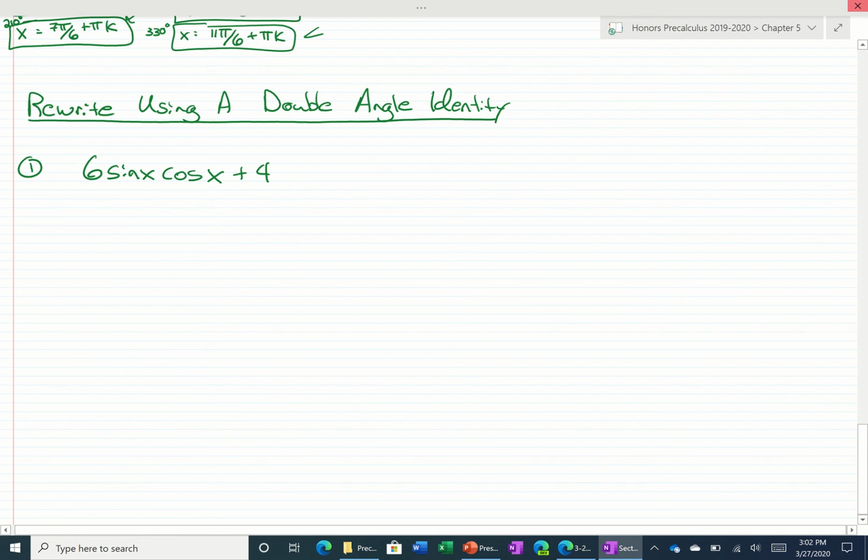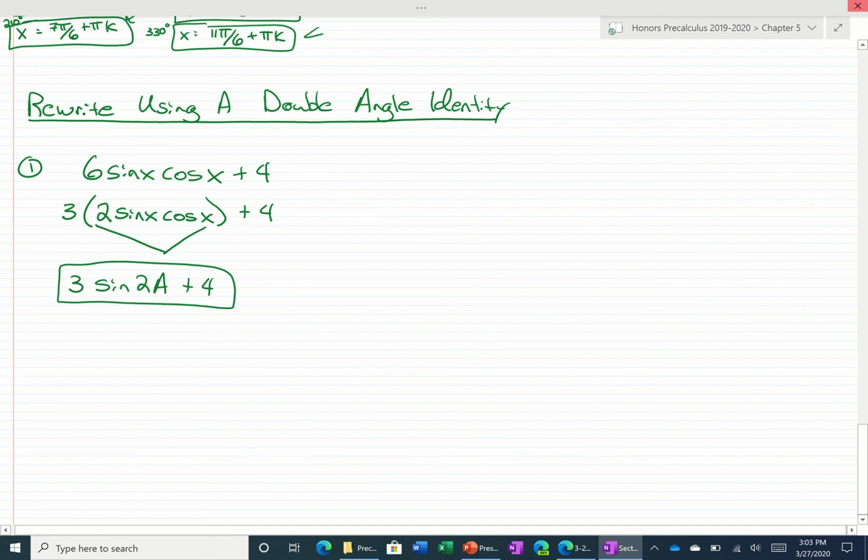Well, I know that 6 times that is really 3 times 2 sine of x cosine of x. And this is a double angle identity. So we could say this is the same thing as 3 times the sine of 2x plus 4. That would be what I expect you to do for a problem like this.